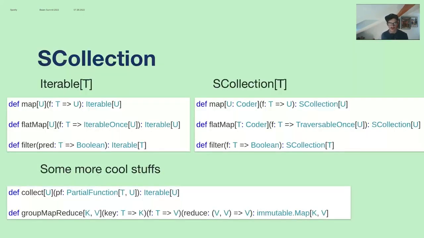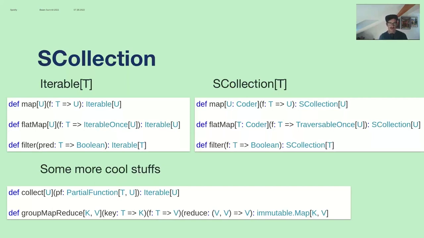Let's focus first on the SCollection, the main part of Scio. Here I put the usual suspects of Scala collections and SCollections. On the left you can see Iterable of T, the Scala collection. We have map, with a function that transforms a T to U. Flat map that transforms the type T to an iterable of U, so a collection of U. And then filter with a predicate that just filters the values. Very common, you have this also on the Java Stream API.